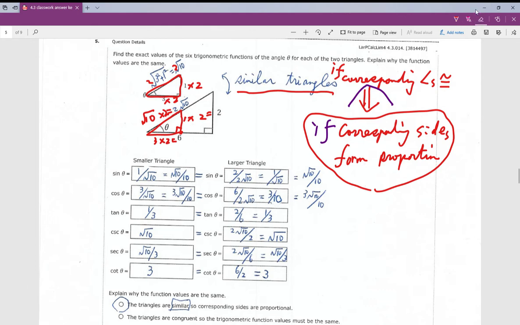So let me erase those marks so it won't be too messy here. Okay, looks better now. So if these two triangles are similar triangles, then they're supposed to have the same angle. If they have the same angle, then you may use this triangle to find the sine, cosine, trigonometry function value, or you may use this triangle to find the trigonometry value. If you use a smaller triangle or a larger triangle, you're supposed to get the same answer.